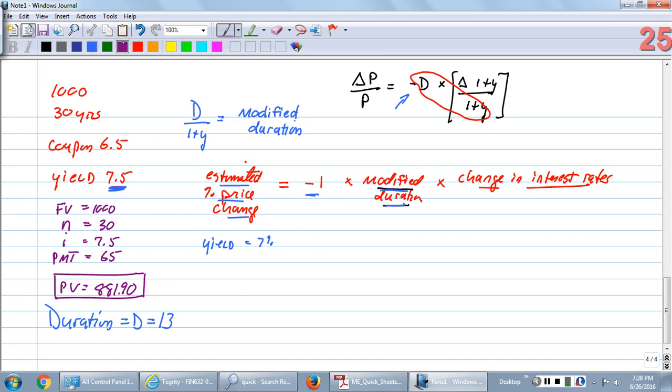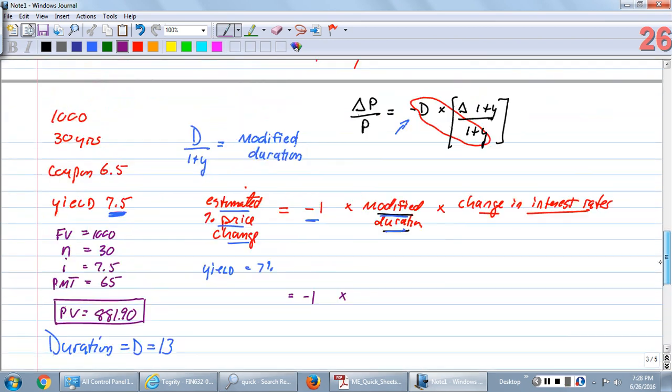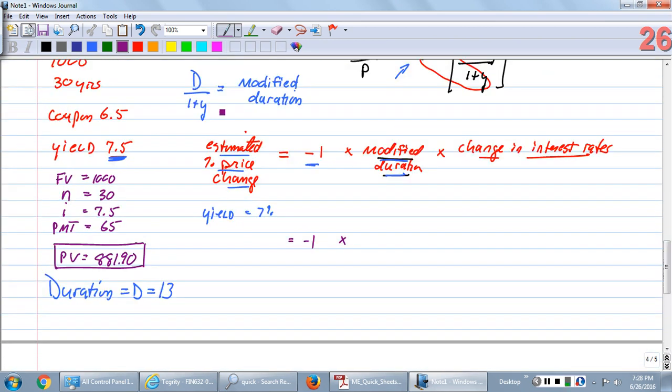Let's use our formula that I've just written here. -1 times modified duration. Okay, so if you would, bear with me. I should have done this before. You see up here at the top where I've got modified duration is D over 1 plus Y. So down here then, modified duration on our bond before any price change is 13 divided by 1.075.